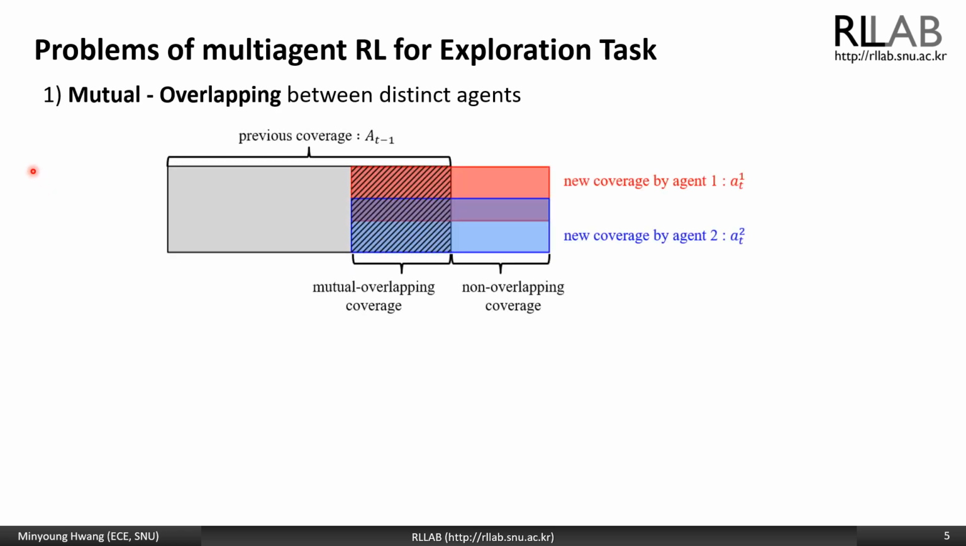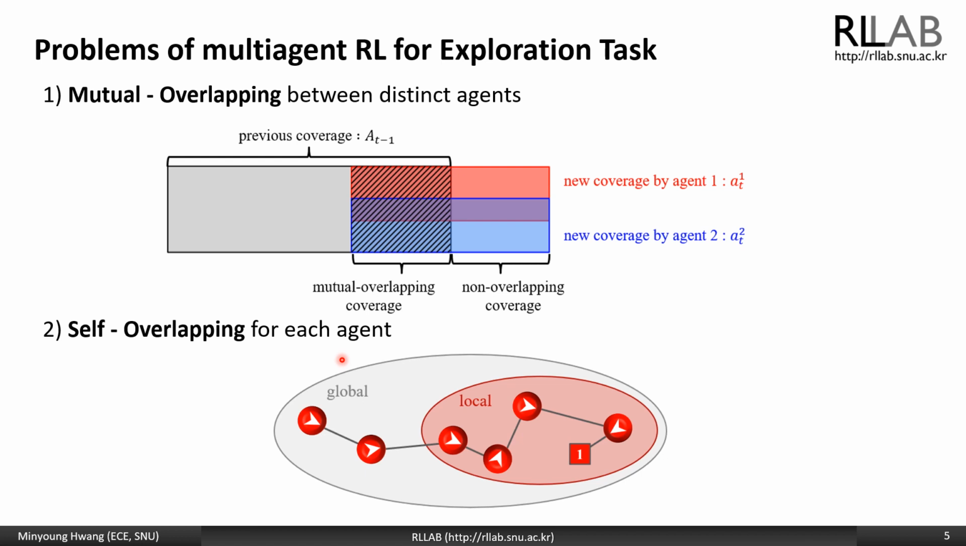Still, there exist two main problems of multi-agent RL for the exploration task. The first problem is mutual overlapping between distinct agents. This mutual overlapping coverage corresponds to the areas that are covered multiple times. The second problem is self-overlapping for each agent, when an agent wanders around a local area with repeated actions or does not spread from the initial position. These two problems imply that multi-agent visual navigation necessarily needs visual aspects and geometric understanding of the environment.